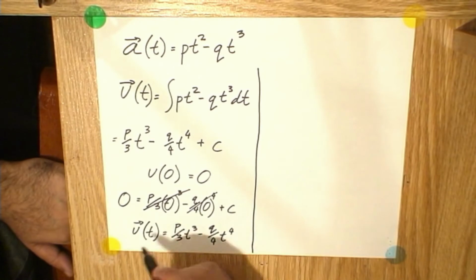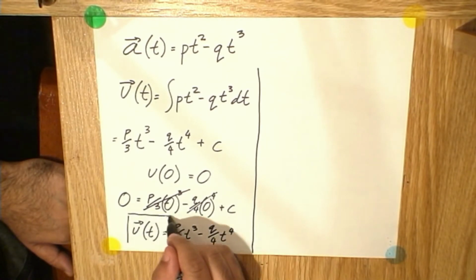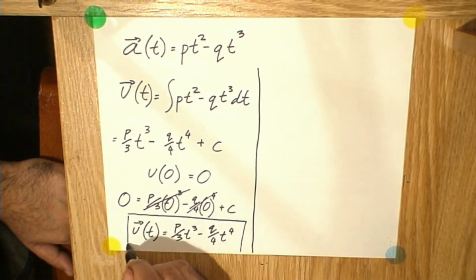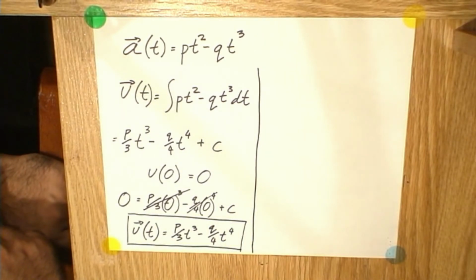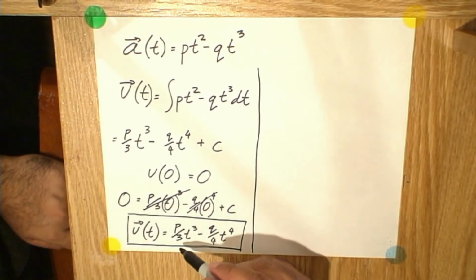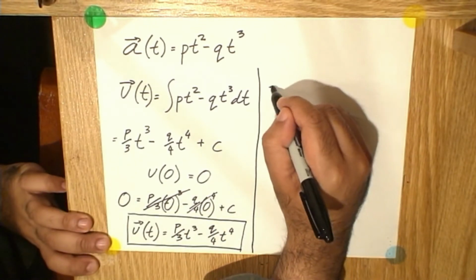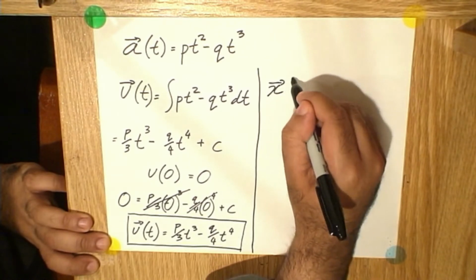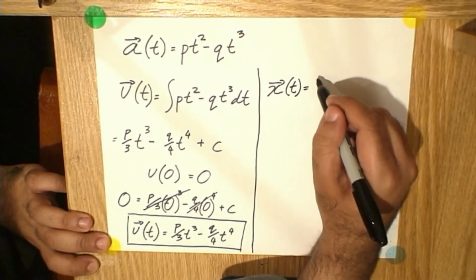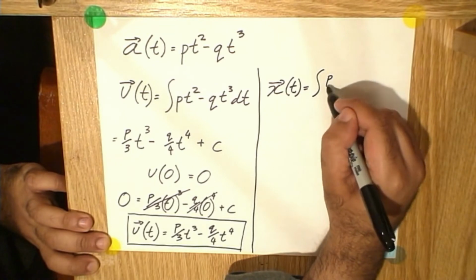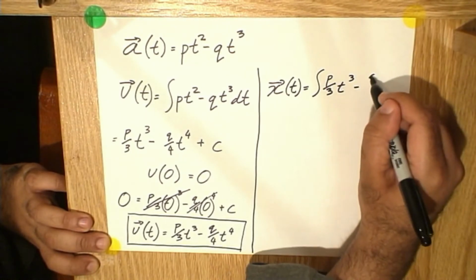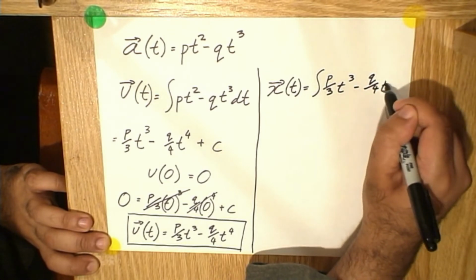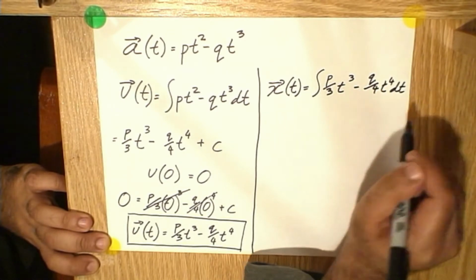Now that we have the velocity over here, the full velocity function, let's figure out what the position function must be. The position function is found by taking the integral of the velocity. So, position with respect to time is equal to the integral of p over 3 t cubed minus q over 4 t to the 4th dt.